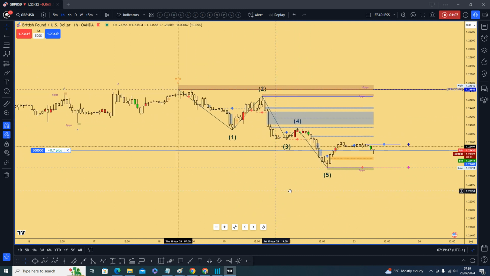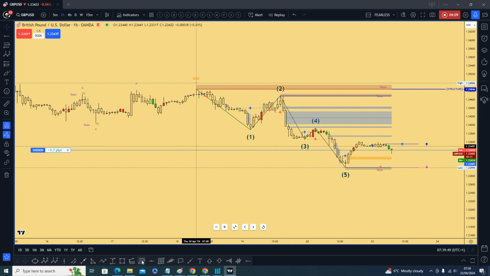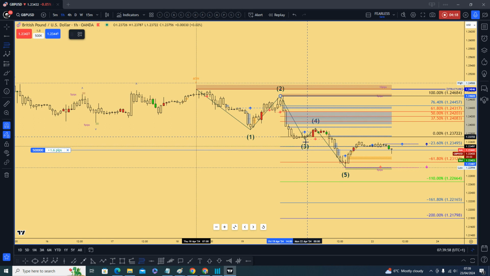So the way I trade this, I've explained this in multiple places, but I'm going to explain it again. What I'm going to do is place the Fibonacci here, from the high of 2 to the low of 3.